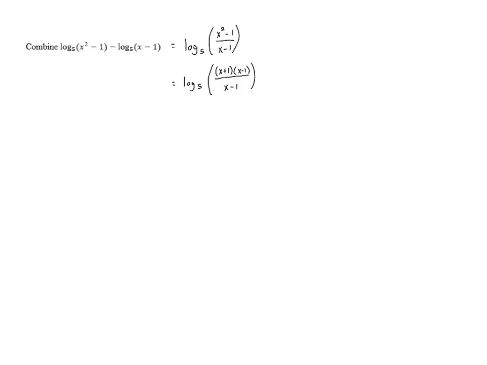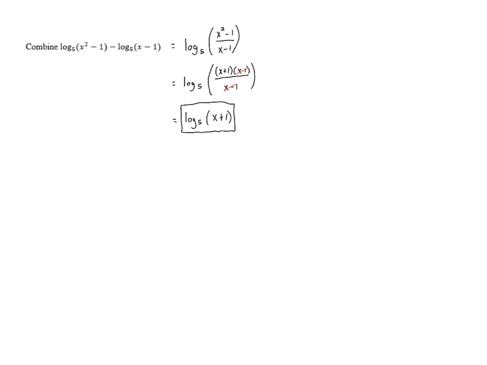And once we factor the numerator, we can see that there's a factor that cancels in the top and bottom. Specifically, the x minus 1's cancel. And this leaves us, in the end, with log base 5 of x plus 1. So this is the simplified form of the original expression.